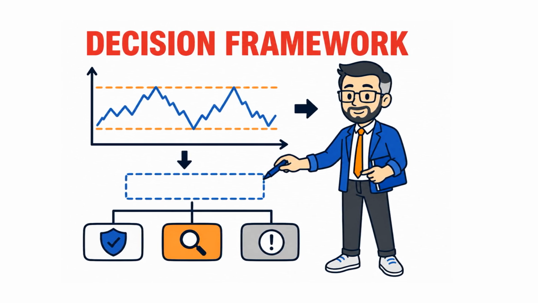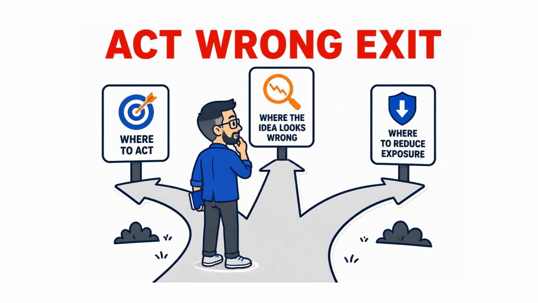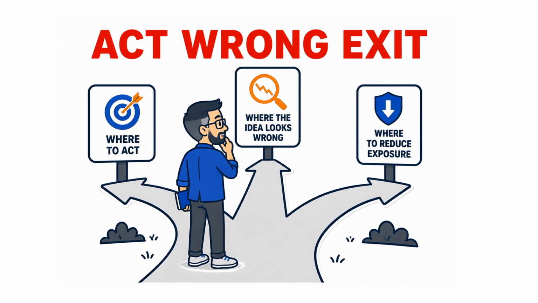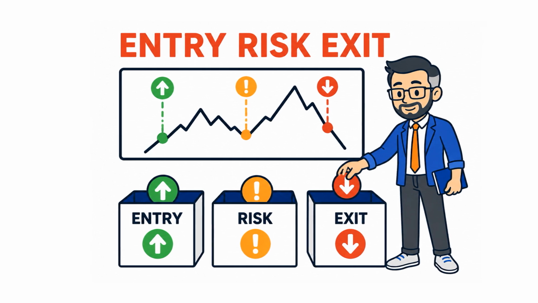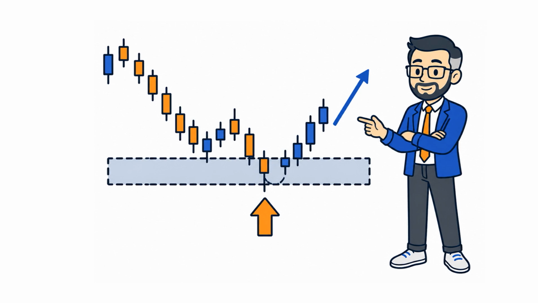Now let's turn this into a decision framework. Traders often use support and resistance to answer three practical questions. Where might I consider acting? Where would the idea look wrong? And where might I reduce or exit exposure? In other words, entries, risk, and exits.